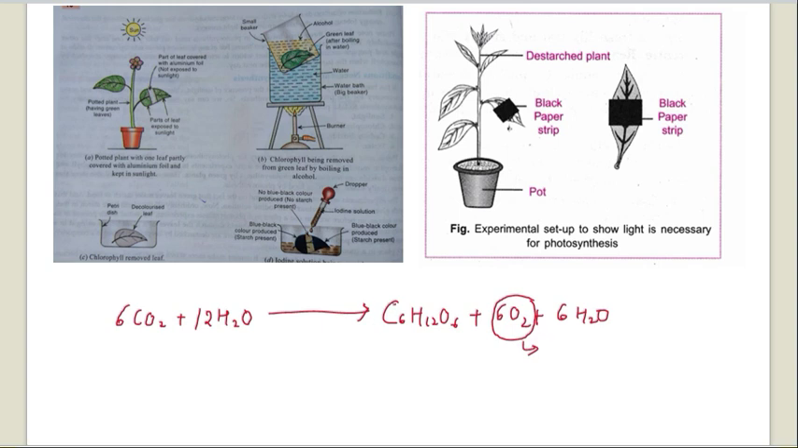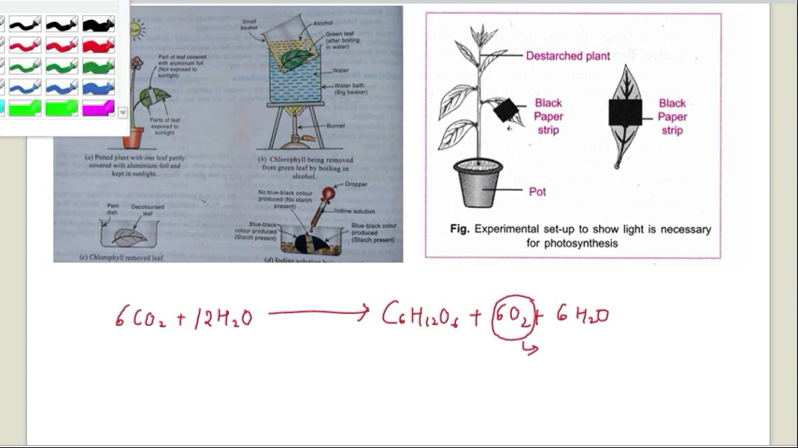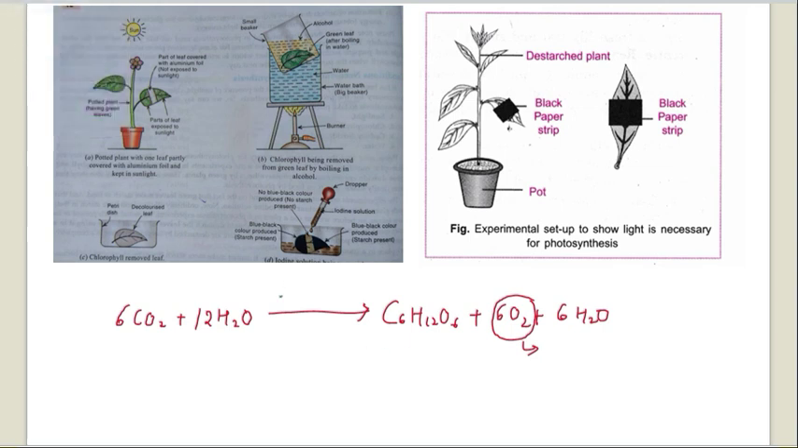Now we are concerned with the prerequisites which are needed for the process. Chlorophyll is needed. Sunlight is needed. Also for photosynthesis, the raw materials are CO2 and water. Just remember this by heart: CO2 and water are the raw materials, right?